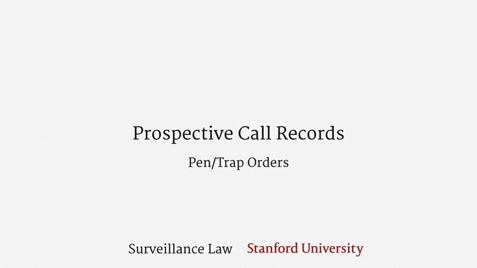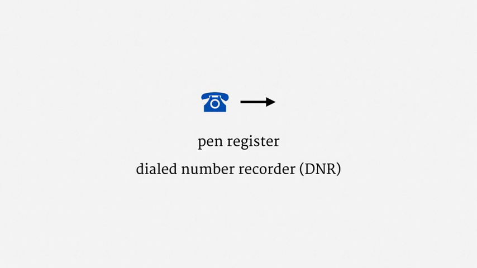The technology used to collect information about outgoing calls is usually referred to as a pen register. It's sometimes also called a dialed number recorder, or DNR. The technology used to collect information about incoming calls has a different name. It's a trap and trace device.